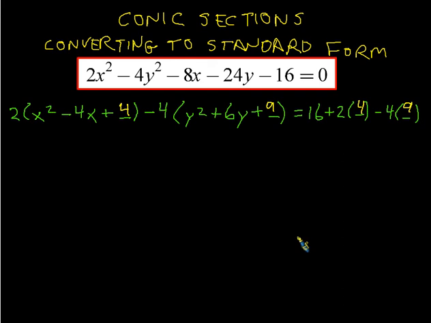And let's go ahead and write this out. So this is going to be 2 times x minus 2 squared, minus 4 times, if you want to try to do the factoring on that, that would be great. I get y plus 3 squared, and that's equal to all of this stuff over here.